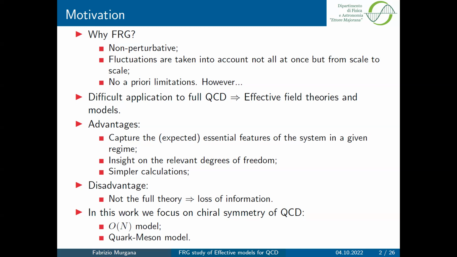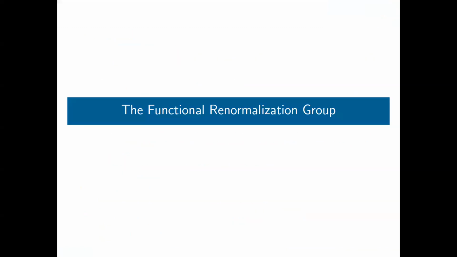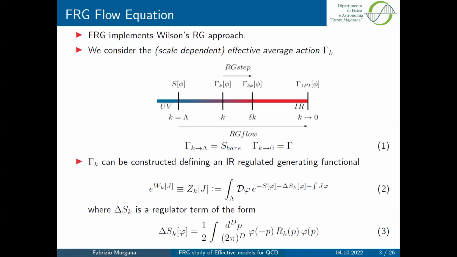In particular, we are focusing on the chiral symmetry and chiral symmetry breaking of QCD. So we focus on two models. One is the O(N) model, and the other one is the quark-meson model. I present two results on these two models. So first of all, a brief introduction to the functional renormalization group.